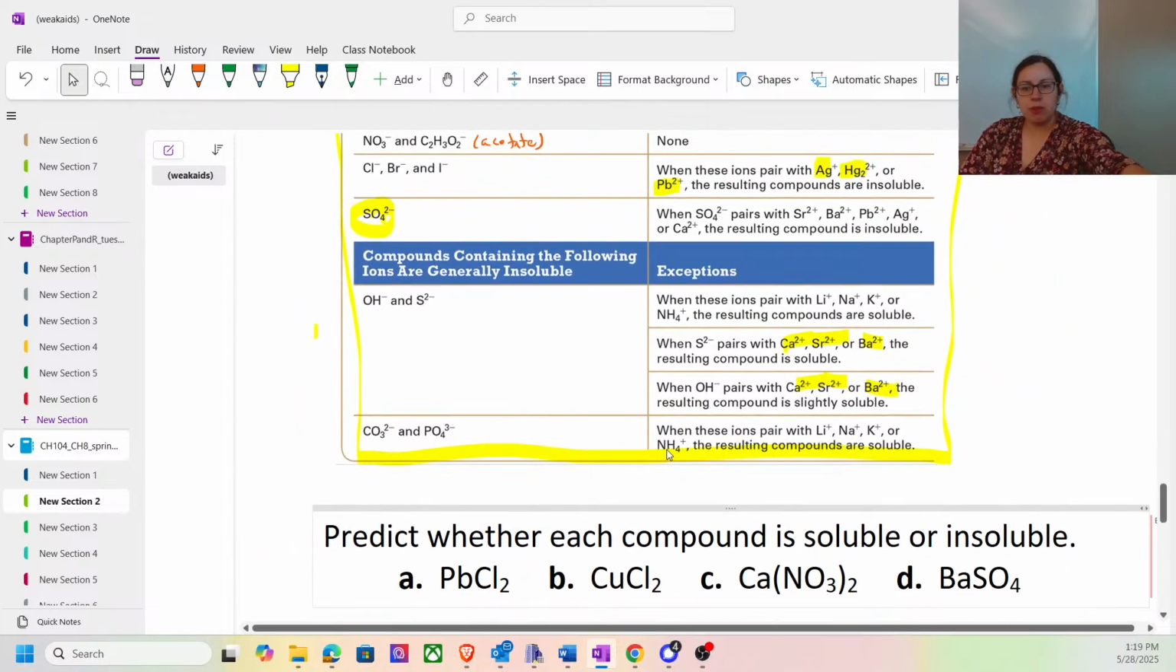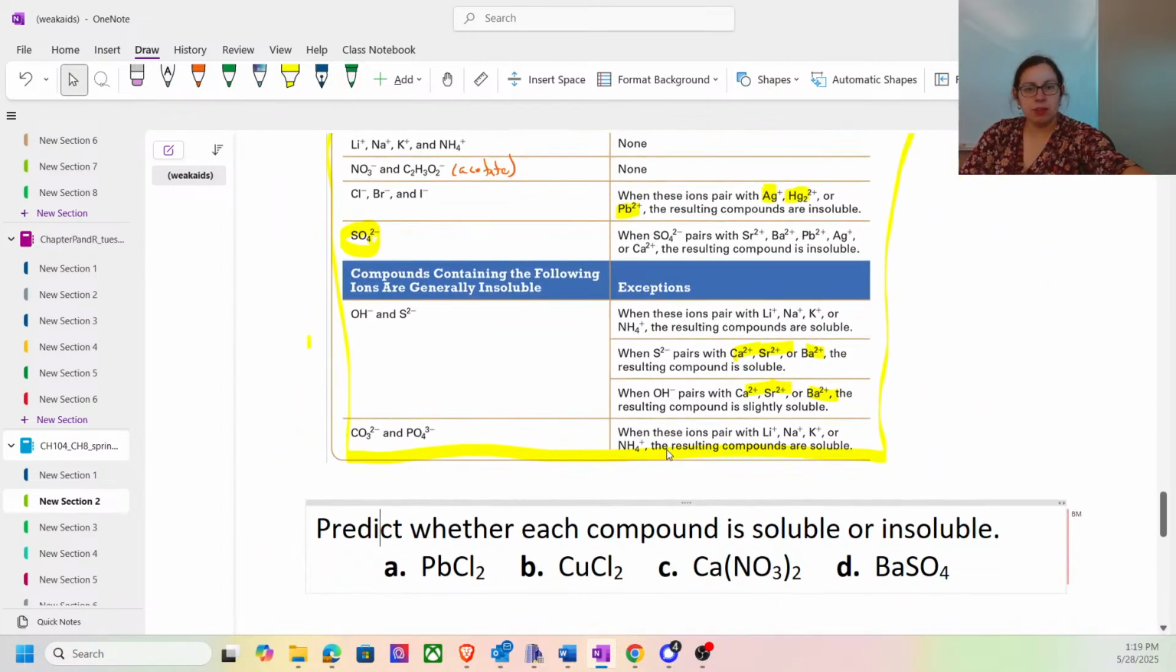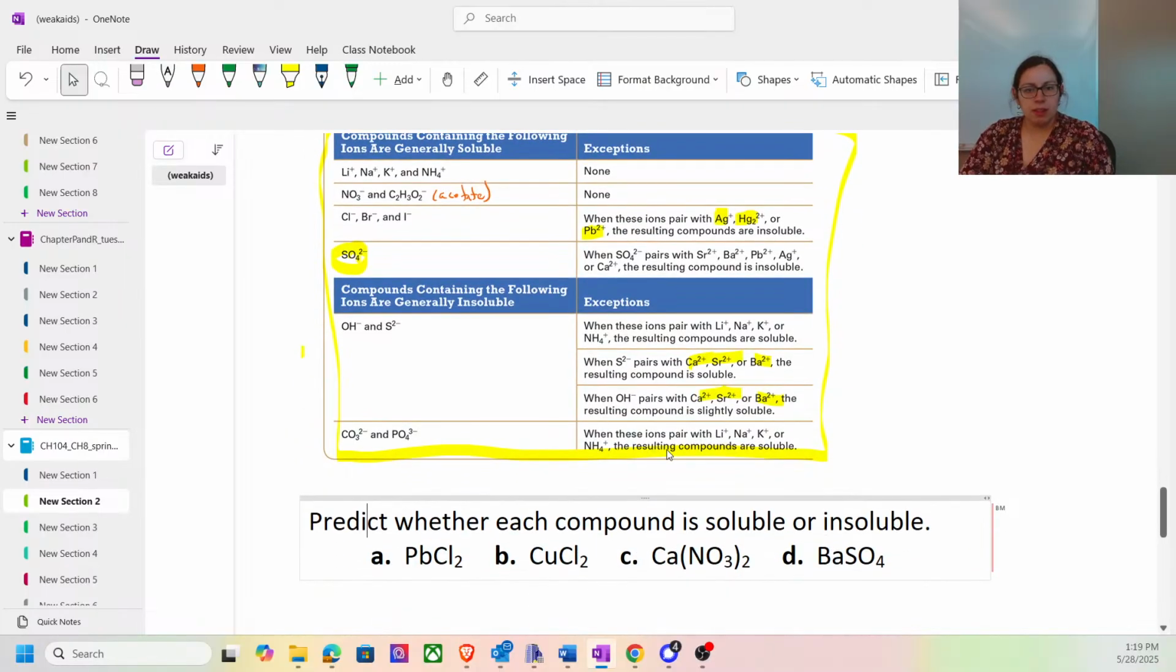All right, let's do a quick practice. I'll try to zoom out so you can see the rules and the problem. Take a minute or so and figure out whether it's soluble or insoluble based off of those basic rules there.